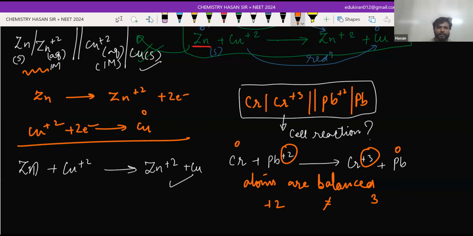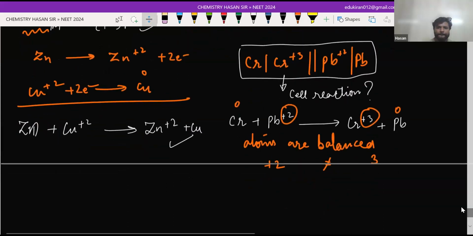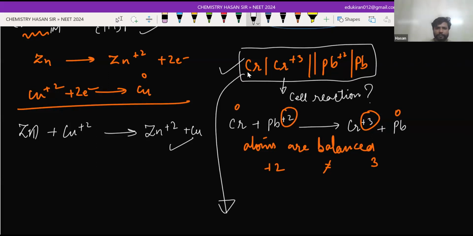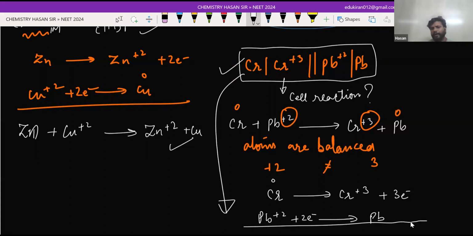We need to find the number of electrons, and we need to do it stepwise. On the first step, this is your left. That means oxidation is taking place. So Cr is going into Cr plus 3 plus electrons. Since it is going from 0 to plus 3, that means it lost 3 electrons. And on the right hand side, you can see Pb plus 2 converting itself into Pb. That means plus 2 to 0. That means it gained 2 electrons. So when you add this, there will be electrons left.